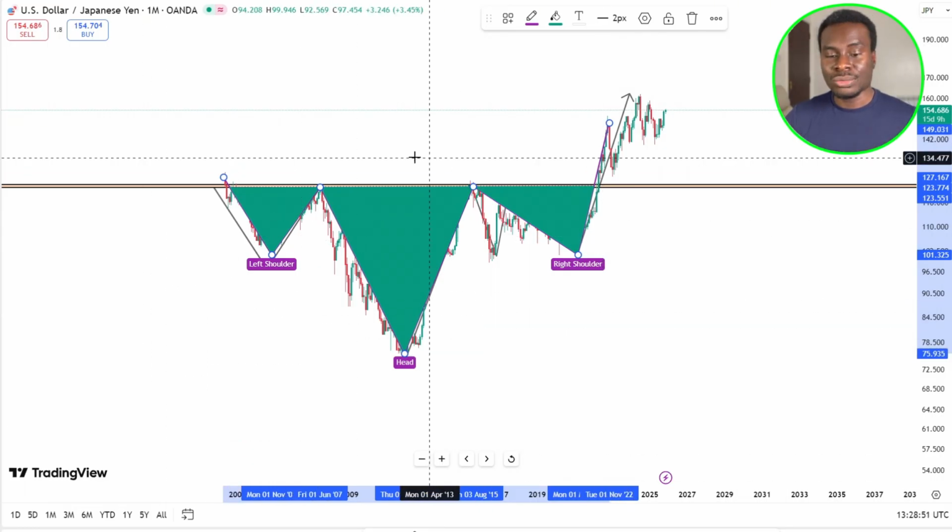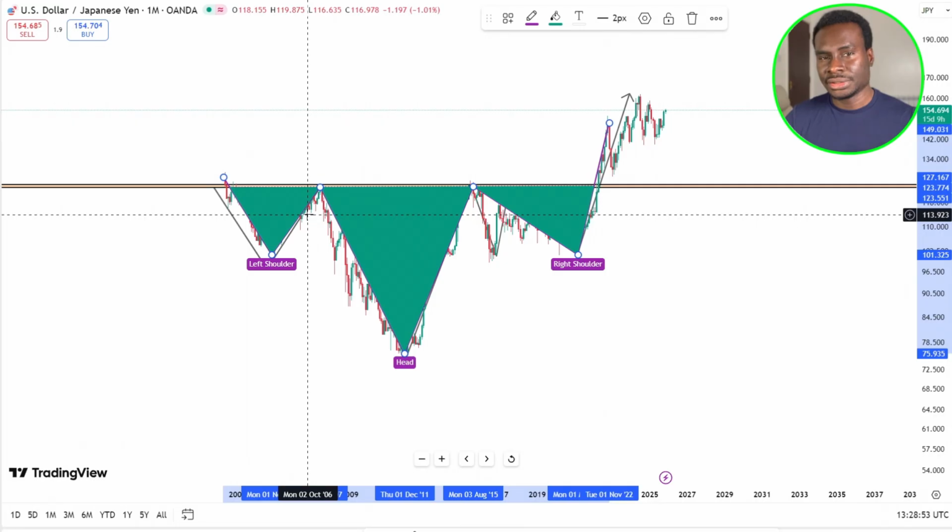So all this while the market was just ranging. Chart patterns are ranges. So when you understand that chart patterns are ranges, you understand how to trade them. You know how to apply patience to wait for the breakout before you go.